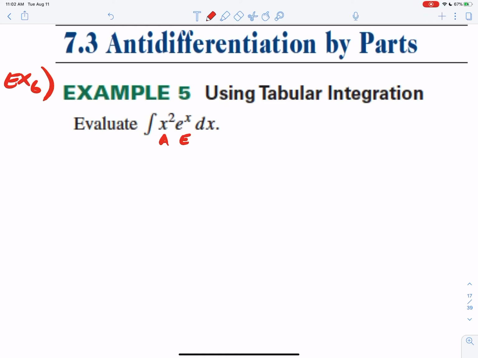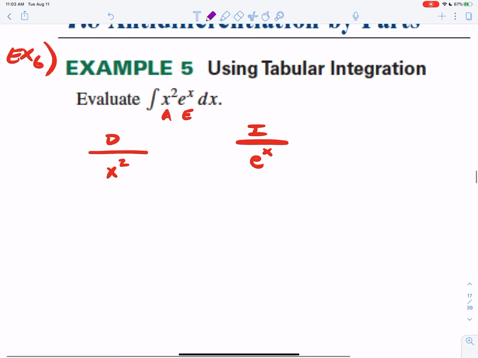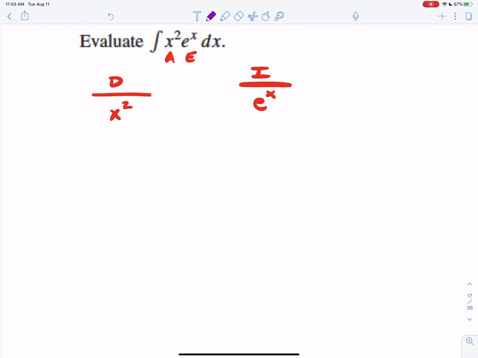So here's what you do. You leave a column for derivatives, and you leave a column for integration. Your derivative will be your algebraic, always. So in this case, it's x squared. Your integral will be e to the x. Here you don't put a dx, because in the end, it's going to solve itself. This is where it gets new. Nothing difficult. So in your derivative column, you want to keep taking the derivative until you get down to 0.